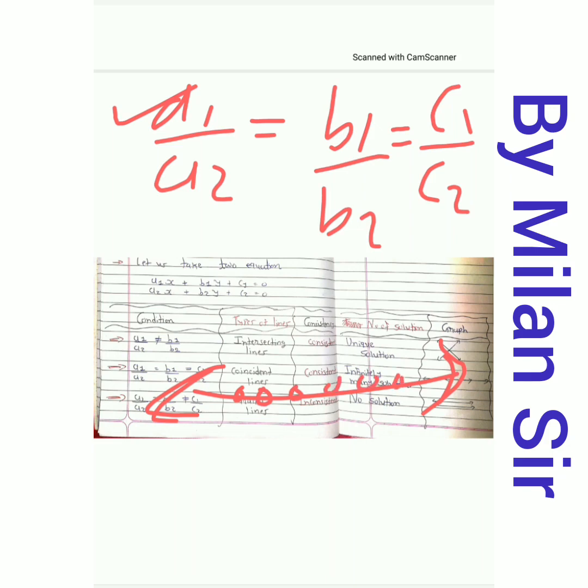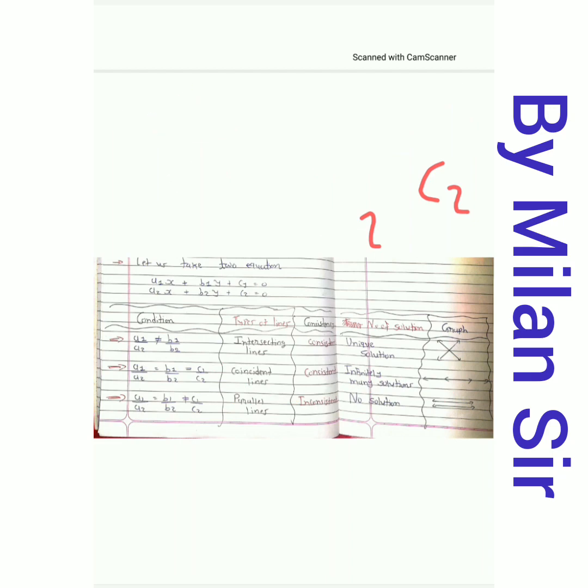That means we get infinite intersection points, because a line does not have any end. So here we can find infinite solutions of the equation. That's why we have written the number of solutions: it is infinitely many solutions. The coincident line condition is a1 upon a2 is equal to b1 upon b2 is equal to c1 upon c2, and we can find infinitely many solutions.